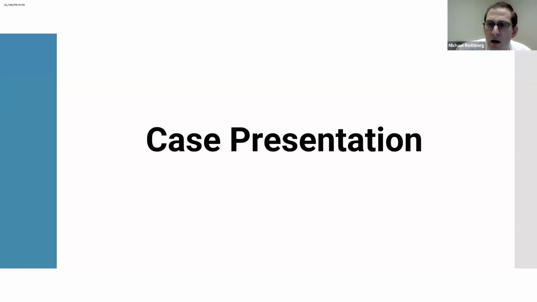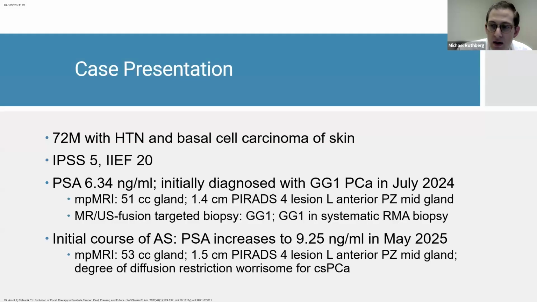So we'll transition into a case presentation to sort of bring home what IRE is capable of doing in the clinical setting. So I'd like to share a case of a patient who came to see me in clinic who was ultimately treated with IRE targeted prostate ablation. He's a 72-year-old man with hypertension and good baseline urinary and erectile function. He was initially diagnosed with grade group 1 disease on targeted biopsy of a PIRADS 4 anterior lesion and appropriately elected for an initial course of management with active surveillance.